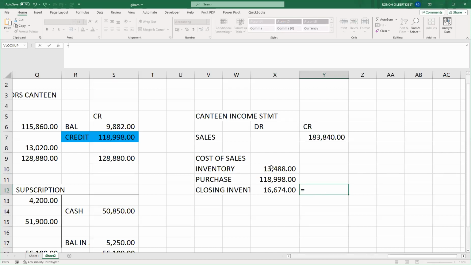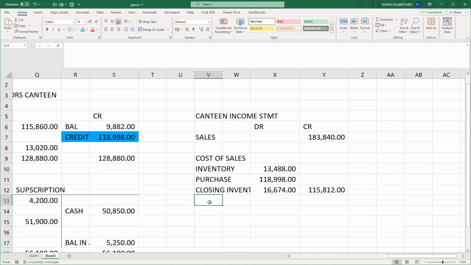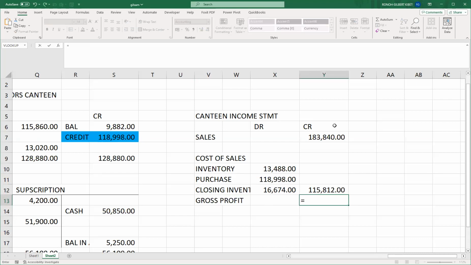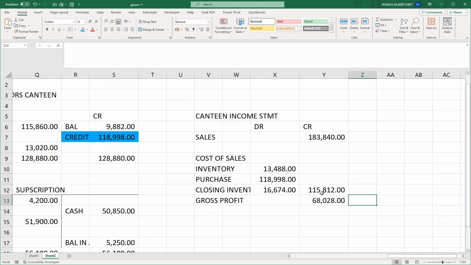So we can get the cost of sales, this one plus this minus this one, so that we can get the gross profit, which is this one minus 8,028. Then we less expenses. But now, any expense which is canteen, not every expense, just for canteen.